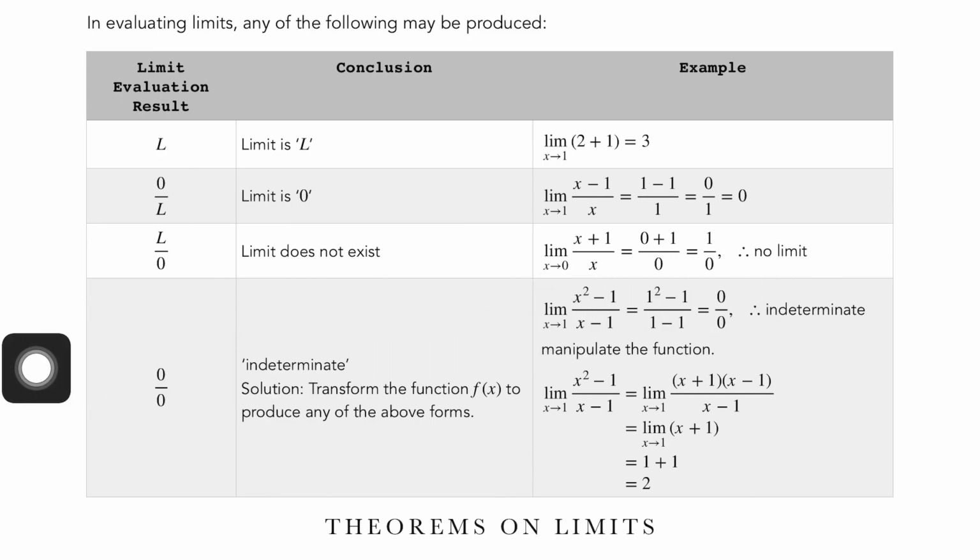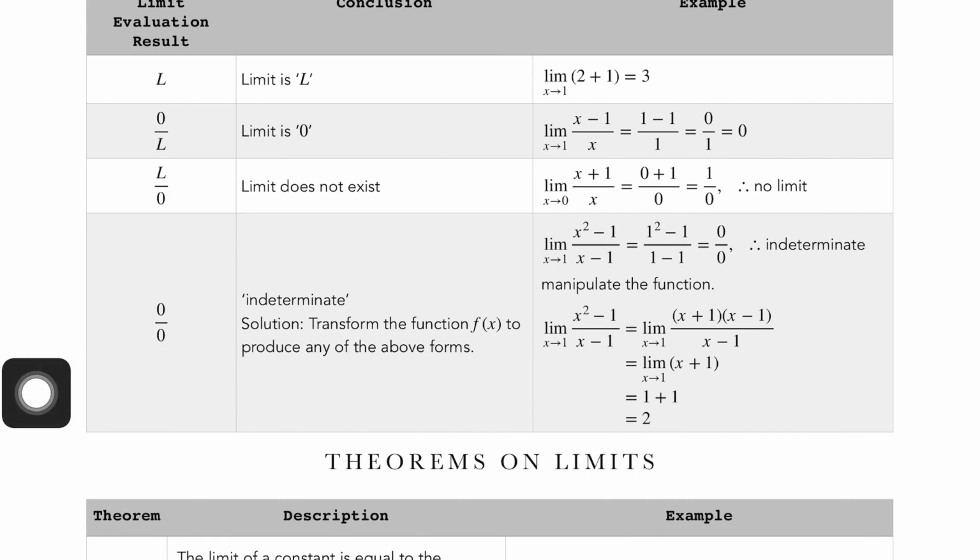And for the last evaluation result, we have 0 over 0. If we determine f of a for a given function of x, and the result is 0 over 0, the conclusion here would be indeterminate. As an example, we have the limit of x squared minus 1 over x minus 1 as x approaches 1. If this is f of x and a is 1, f of 1 is 1 squared minus 1 over 1 minus 1, and that is 0 over 0. That means the limit for this function is indeterminate.